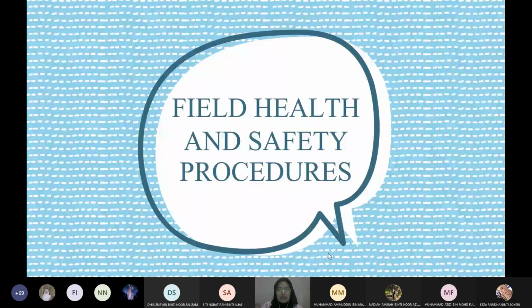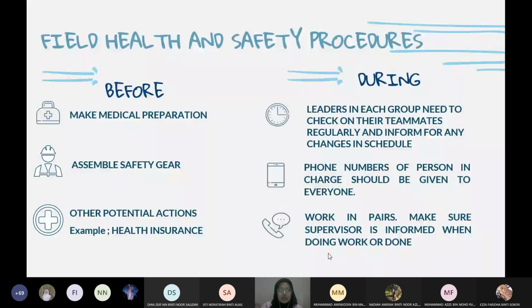So for the last part, I'll be going to explain a little bit about field health and safety procedure. One of the most critical elements for our experience in the field work is preparing and training before we arrive. So firstly, we need to make medical preparation, then assemble safety gear which includes flashlight, allergy treatment, medication that is commonly taken such as paracetamol, sunscreen and hat, walkie-talkie, first aid kit, and also personal protective equipment for fieldwork activities such as safety shoes, gloves, and masks.